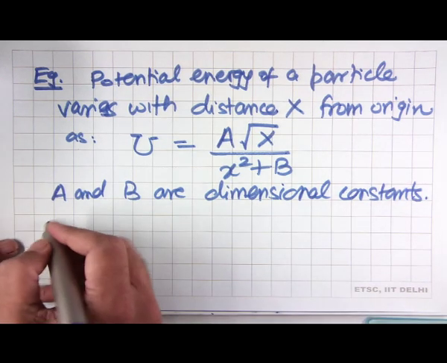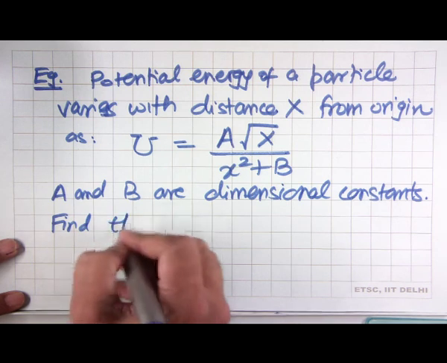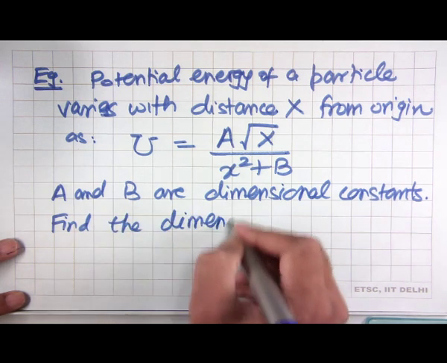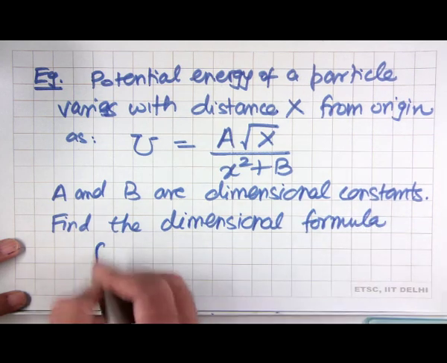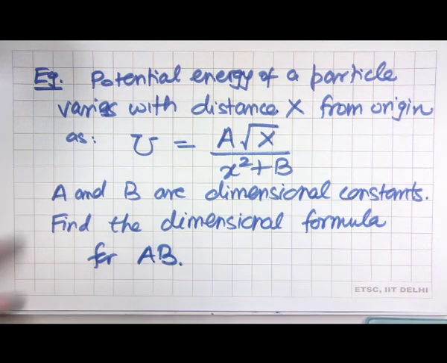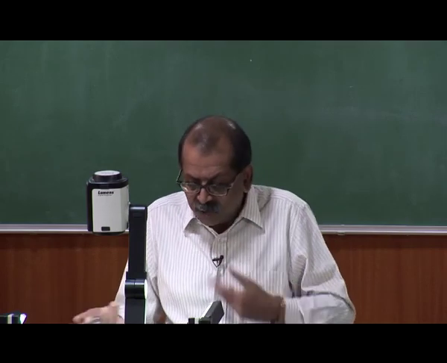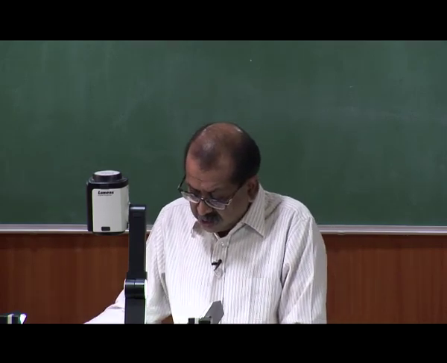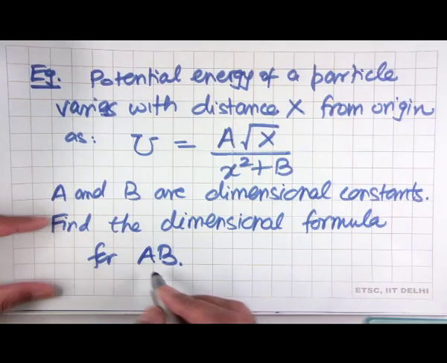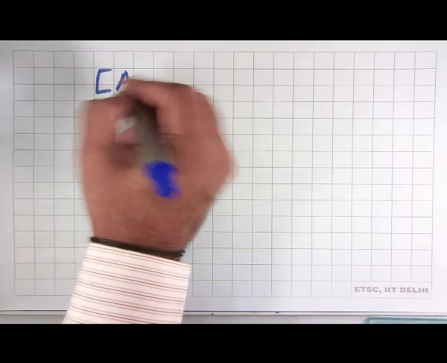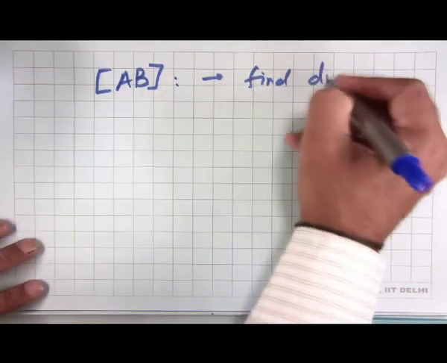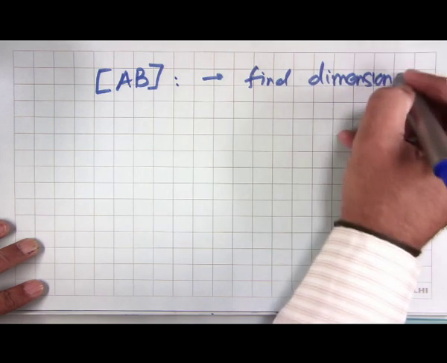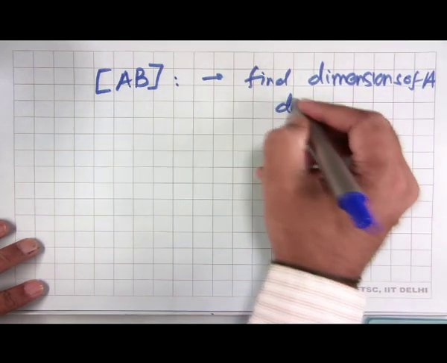And the problem says find the dimensional formula for AB. What we mean by dimensional formula is the dimensions of AB in terms of the basic dimensions. So here that means to find the dimensions of AB, we have to find dimensions of A and dimensions of B.